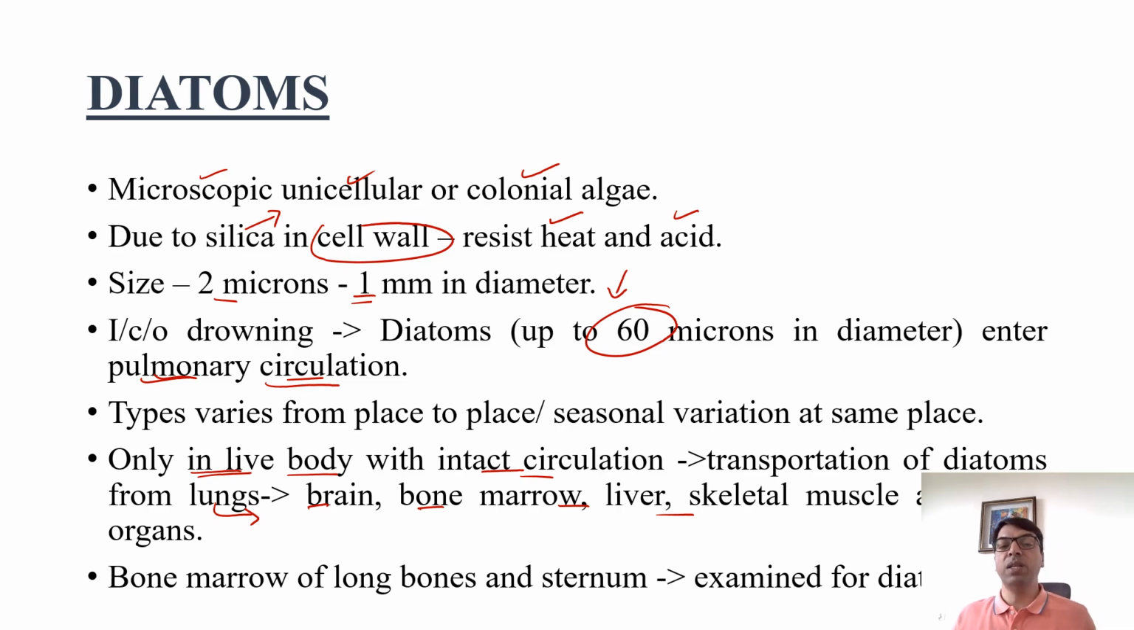And to isolate them, the best organs are the bone marrow of long bones. They are best isolated from the bone marrow of long bones, because generally the bone marrow is preserved for a longer duration. They can be isolated.